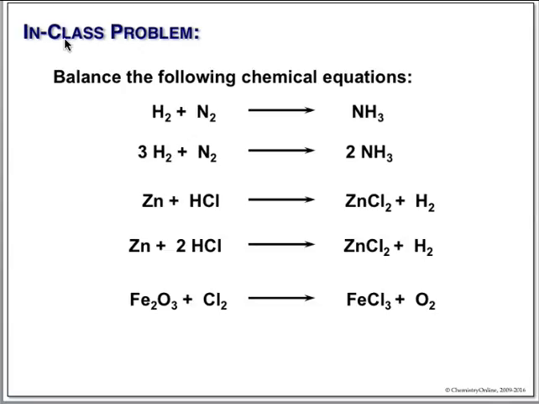Now, finally, how many CO2s do we need to balance it? Any chlorines on this side? 4 times 3 is 12. So how many Cl2s do we need? 6.